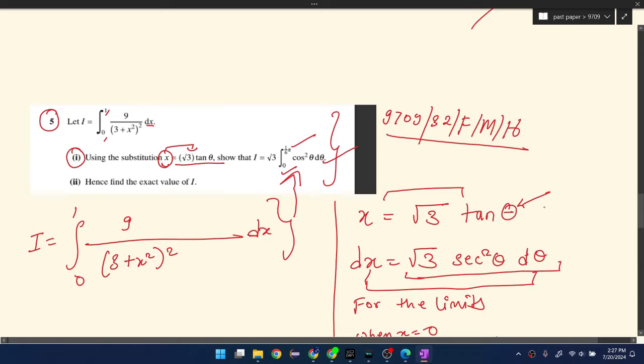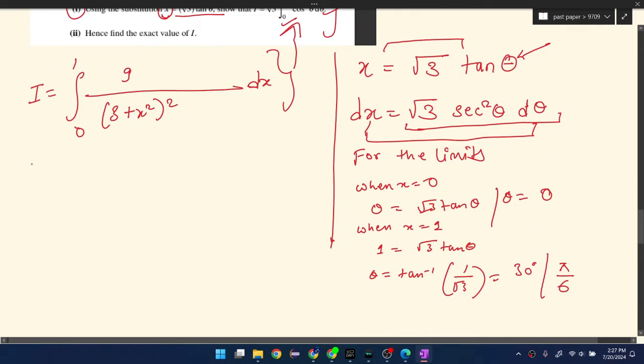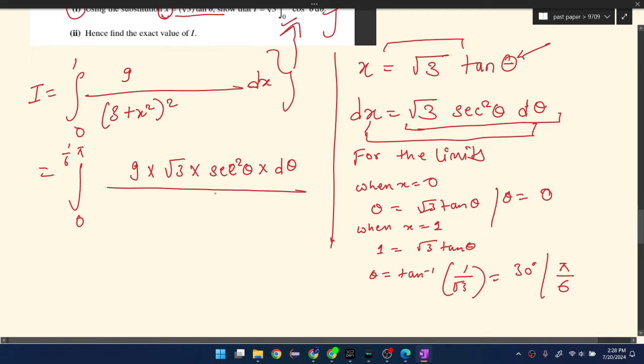Now for cos squared theta, our next step would be to substitute x as root 3 tan theta and dx as root 3 sec squared theta d theta. So in the integral, since we are substituting theta, we also have to substitute the limits. So it's going to be from 0 to pi by 6 of 9 into root 3 into sec squared theta d theta, whole over (3 plus root 3 tan theta) whole squared.